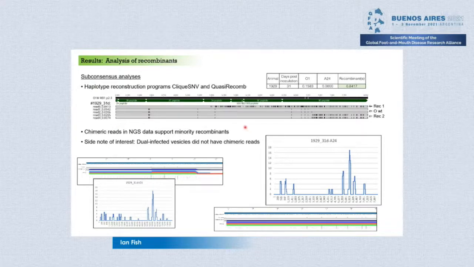Another way we looked at this was through looking at chimeric reads, and these are reads that looked half like A and half like O. Those supported the same exact breakpoints and the same minority recombinants that we found. And as a side note of interest, in the dual infected vesicles from the simultaneous AO co-infection arm of the study, there was no evidence like this of recombinant viruses.